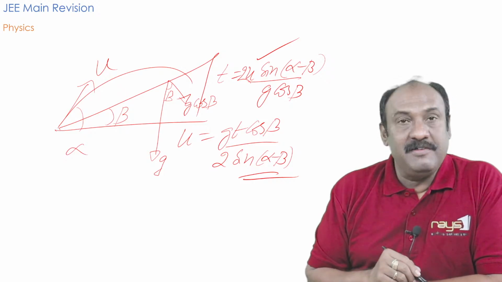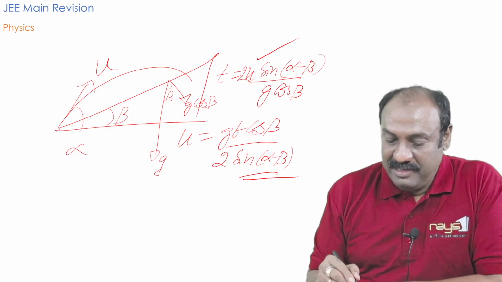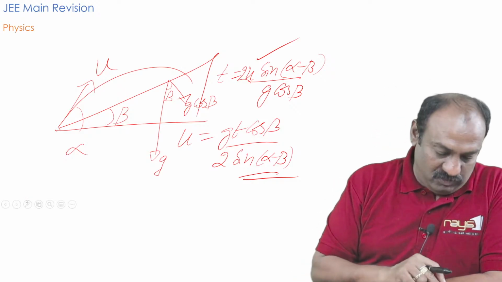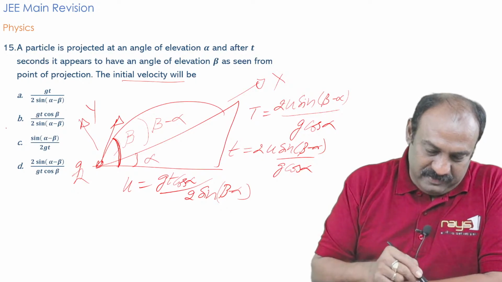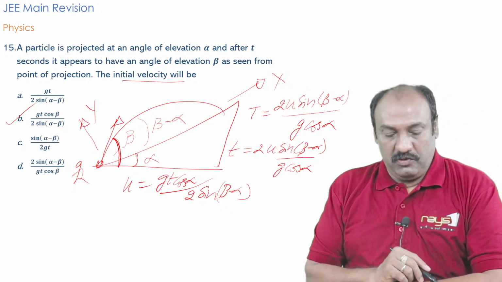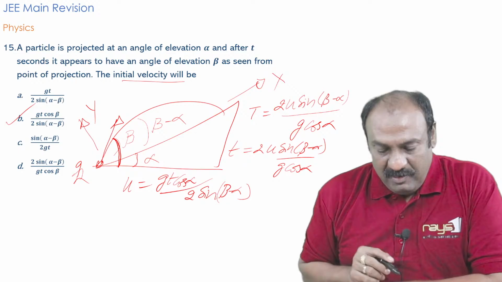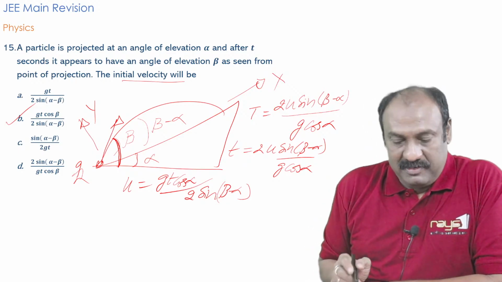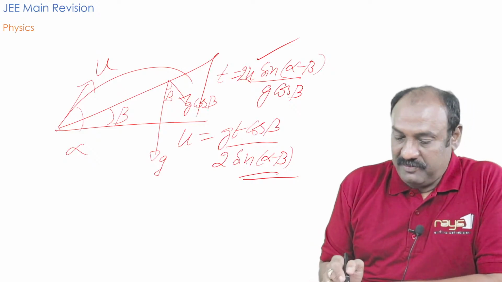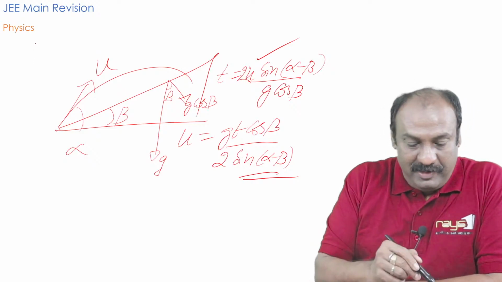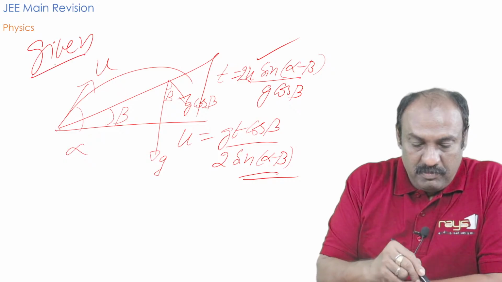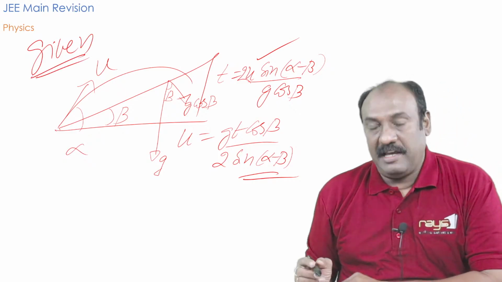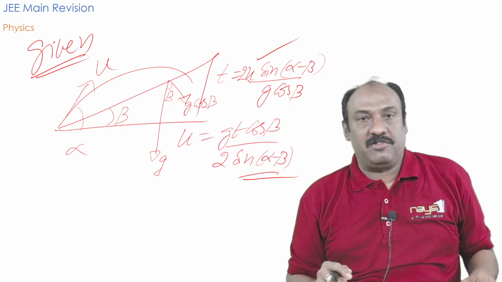So the answer, velocity of projection according to the given data, is gt cos beta by 2 into sin alpha minus beta. So it is gt cos beta by 2 into sin of alpha minus beta. For these values, this is the answer. According to the given data, this is the given value. Okay, so the answer is gt cos beta by 2 into sin of alpha minus beta. Next question.